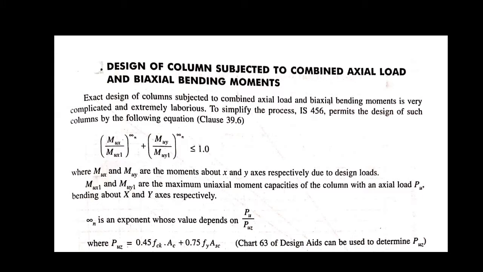Exact design of columns subjected to combined axial load and biaxial bending moment is very complicated and extremely laborious. To simplify the process, IS 456 permits the design of such columns by following the equation of clause number 39.6 of IS 456 2000. So, whatever is written in this note is based upon clause number 39.6 of IS 456 2000. So, let us check out this clause in IS code.